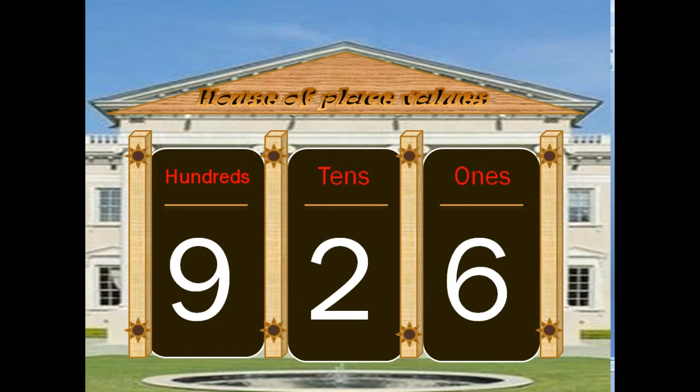So we say 926. 6 in the ones place, so it's already 6. 2 in the tens place, so its value is 20 because it's 2 tens. 9 in the hundreds place means 900. So the number is 926.